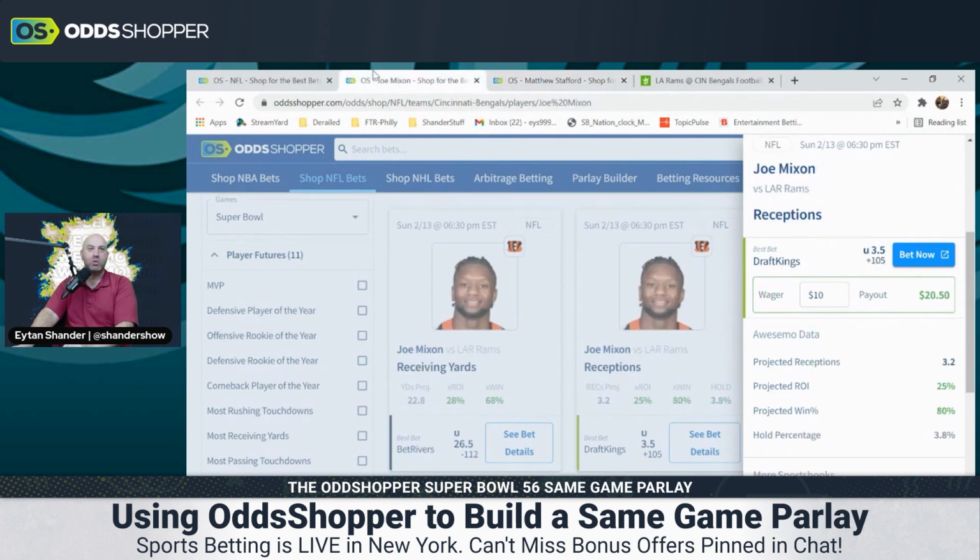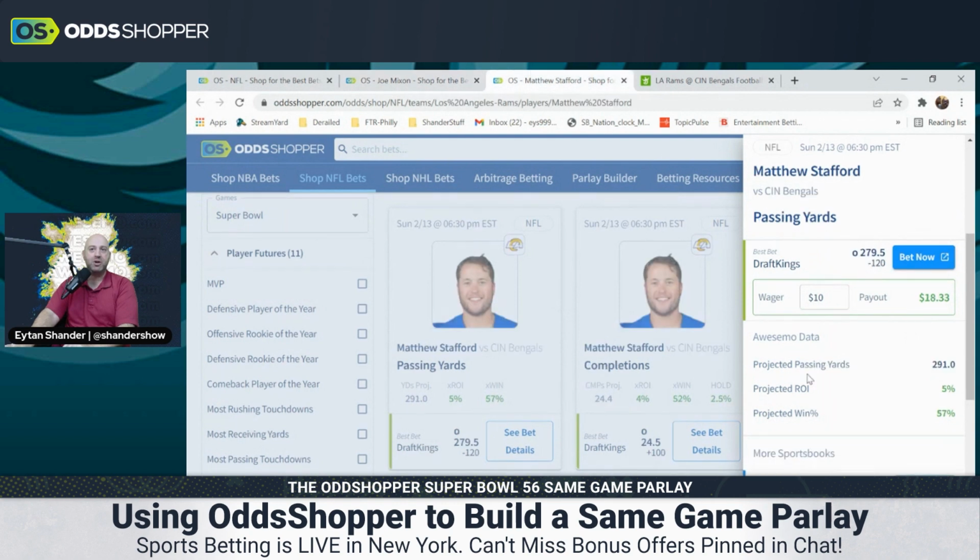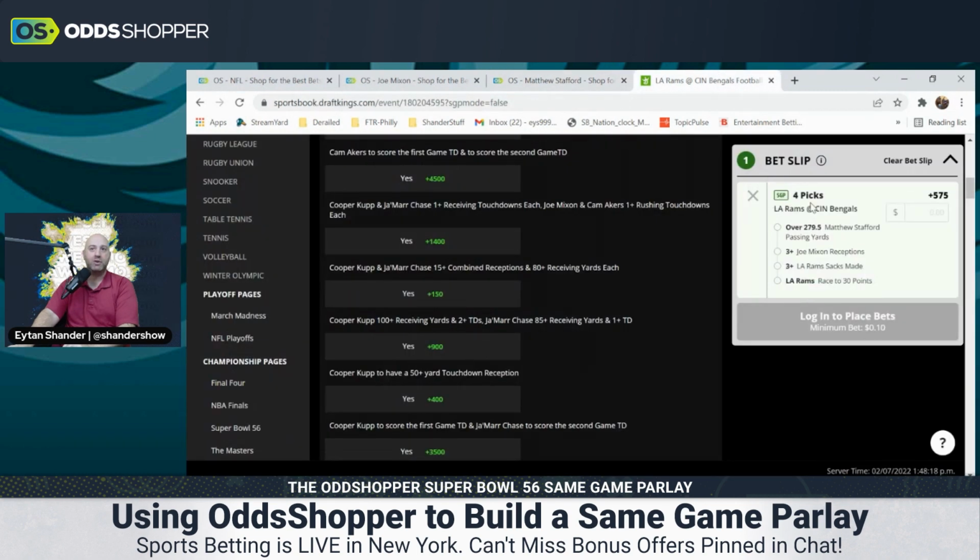So that's what we want to do based off using OddsShopper, our first two legs on this same game parlay. Joe Mixon 3+ receptions based off of the projected reception of 3.2, and Matthew Stafford over 279.5 passing yards. And that now is going to be part of this four-leg plus 575 back. So as you see, we went over 279.5 Matthew Stafford passing yards, 3+ Joe Mixon receptions.